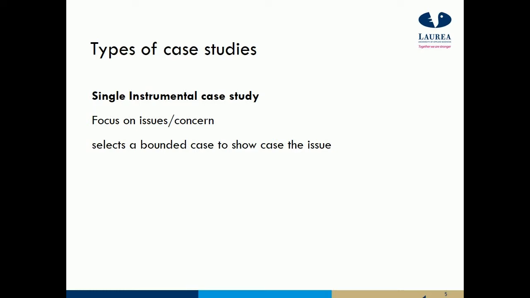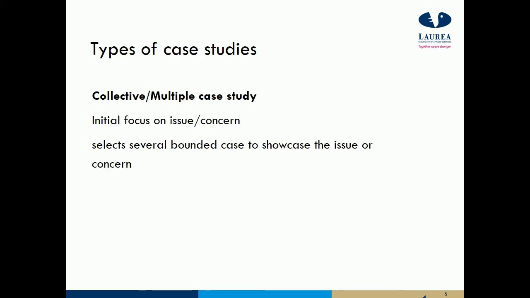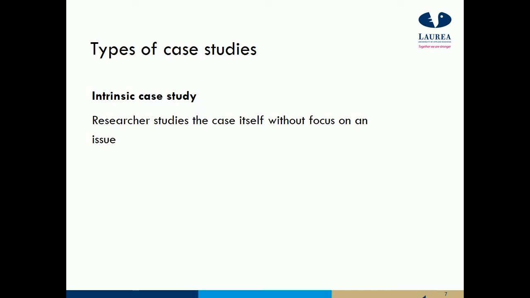There are three types of case studies. The first one is single instrumental case study, which focuses on an issue or concern. Here, a bounded case is selected to showcase the issue. The second type of case study is collective or multiple case study, with an initial focus on an issue or concern. It selects several bounded cases to showcase the issue or concern. The last type of case study is intrinsic case study, where the researcher studies the case itself without focus on an issue.